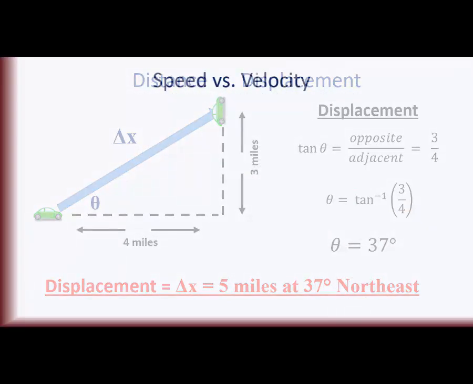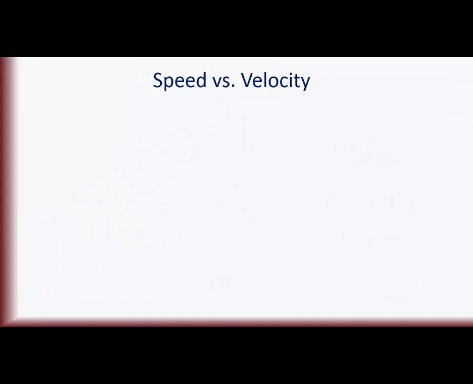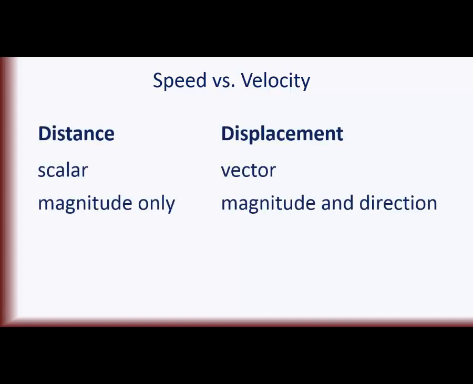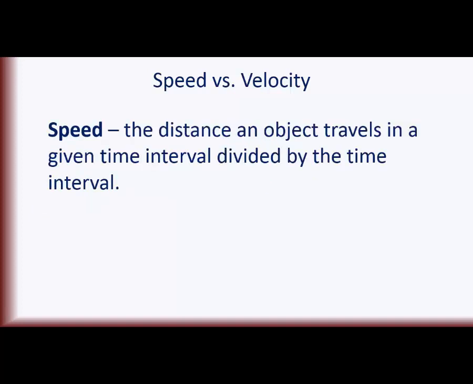We close out this chapter with a brief discussion about the difference between speed and velocity. You are already familiar with the differences between distance and displacement. Speed and velocity are much the same. Speed is a scalar, which only consists of magnitude, whereas velocity is a vector, which requires both magnitude and direction. The definition of speed is given here. Notice that distance is used in the definition. Here's the equation for speed.